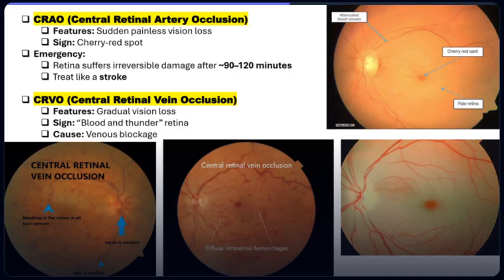This represents a critical ischemic event, where neurosensory viability is lost after a threshold of only 90 to 120 minutes, requiring a management urgency identical to an acute cerebral stroke. By contrast, central retinal vein occlusion generates a blood and thunder appearance, as the outflow blockage creates massive hydrostatic back pressure, forcing blood to rupture through capillary walls into all four quadrants. What physiological factors explain why the sudden cessation of oxygen delivery in an artery causes instantaneous blindness, while the buildup of pressure in a vein leads to the more gradual hemorrhagic vision loss we see in these lower images?